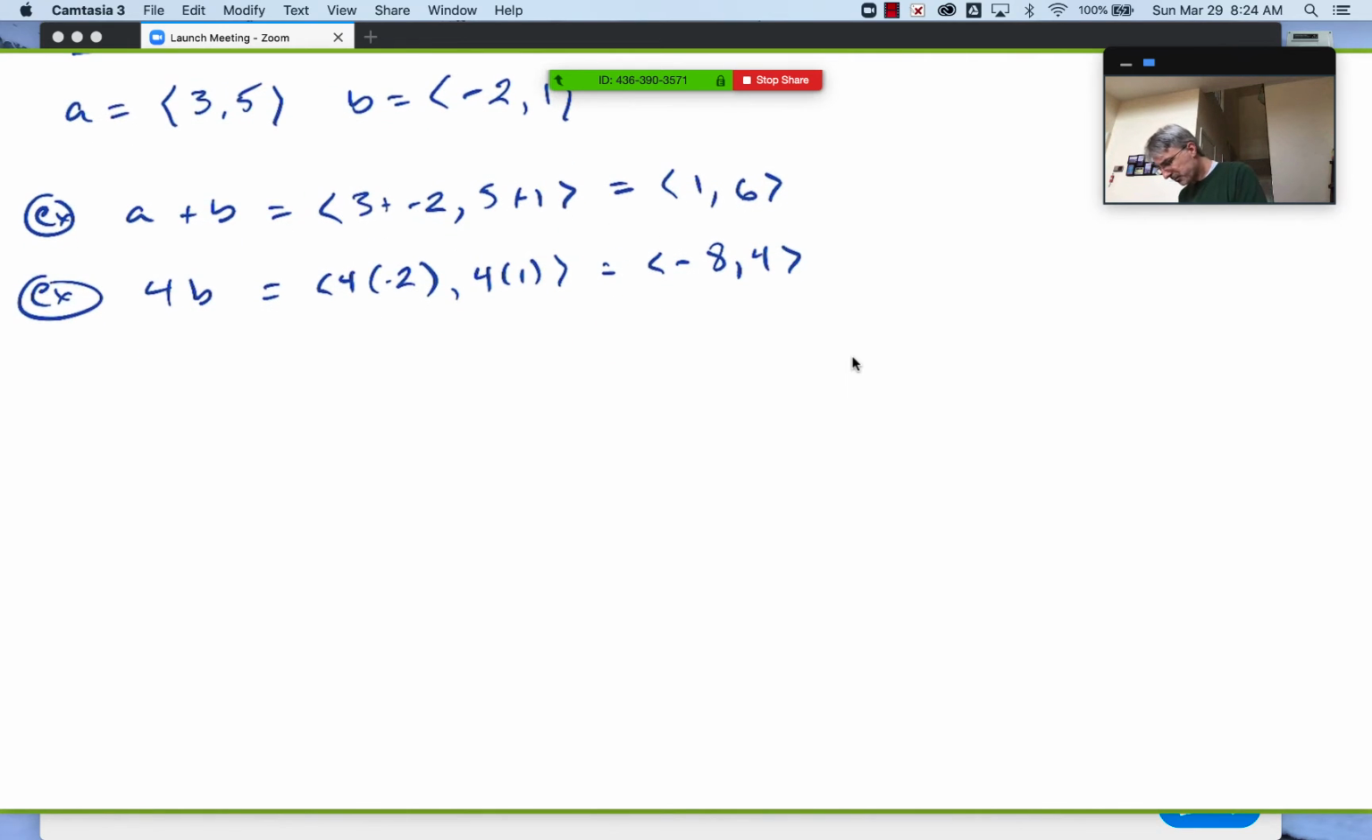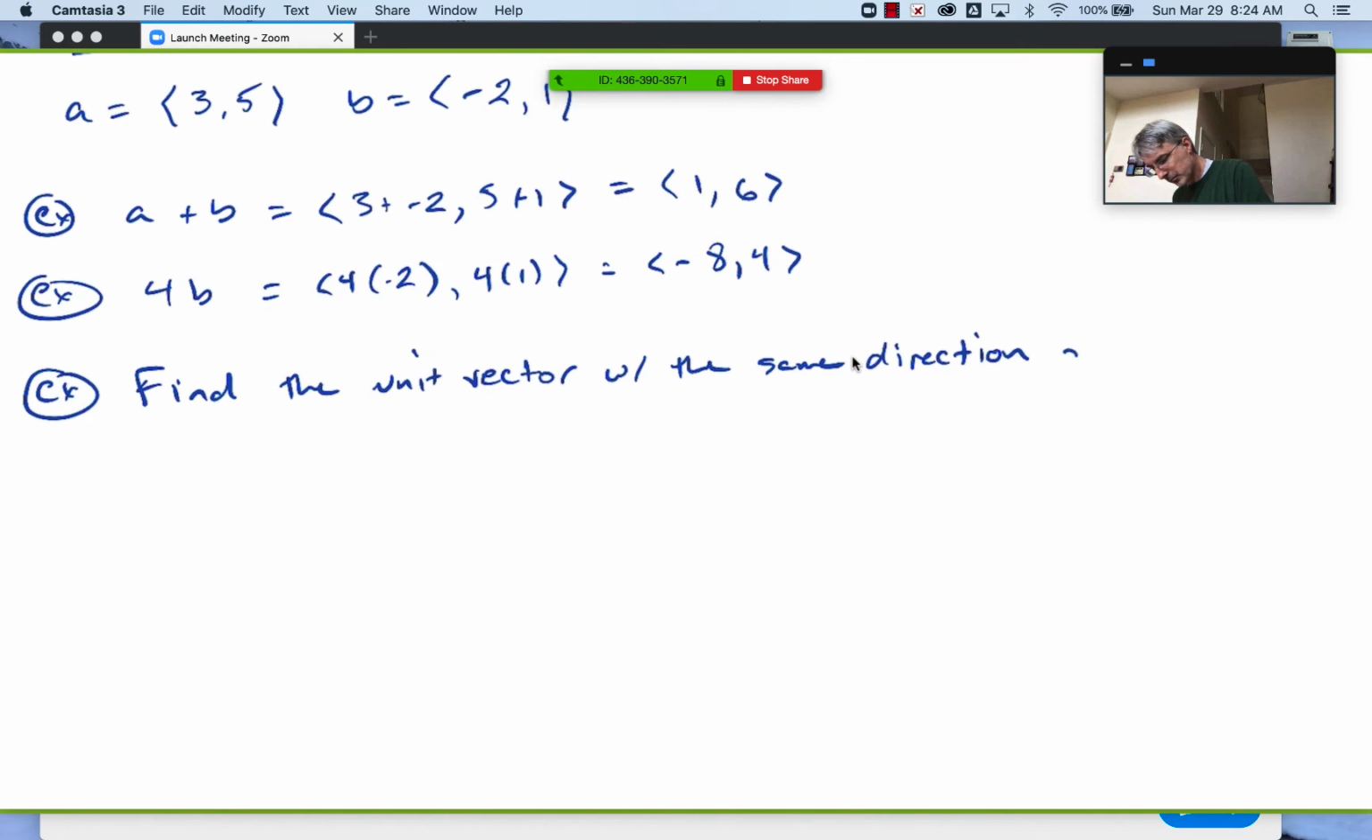The type of problem that caused issues for some students: find the unit vector with the same direction as a. I'm looking for a multiple of a that has length 1. Unit vector means has length 1. So the first thing I'm going to do is find the magnitude of a. And so that's the process where I do the square root of the x part squared plus the y part squared.